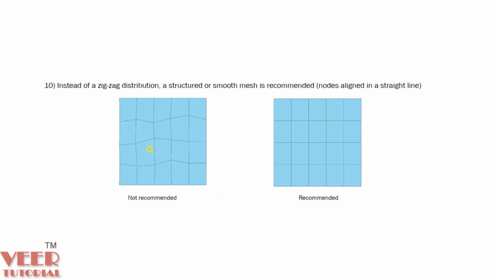Now this is again the concept of following a smooth mesh, that we have to avoid a zigzag type of distribution. In that case we have to use a smooth mesh flow. Here you can see we have a quad mesh, but here you can see the mesh flow is not good. The mesh is going like here, so it is a zigzag meshing. This is something not recommended. We always have to create a well structured or smooth mesh.